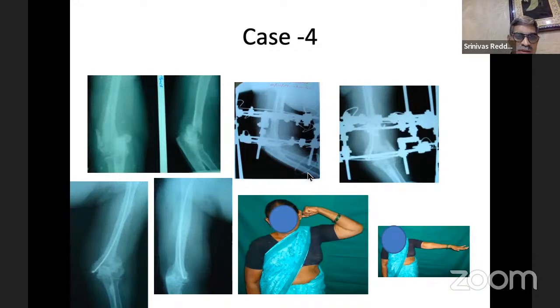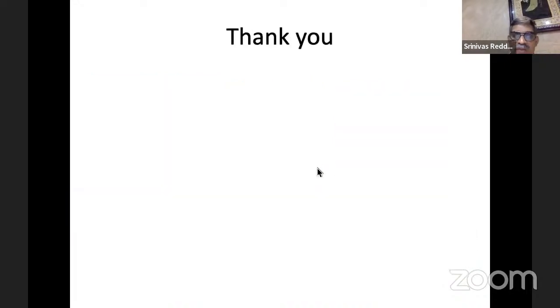You see the tenting of the wires, a good amount of compression. And the supracondylar non-union united well. You see the range of motion is quite fine. This lady, about 50 years old, united well, and a good functional range was obtained. Nice. Next one, Akansha. Thank you very much.